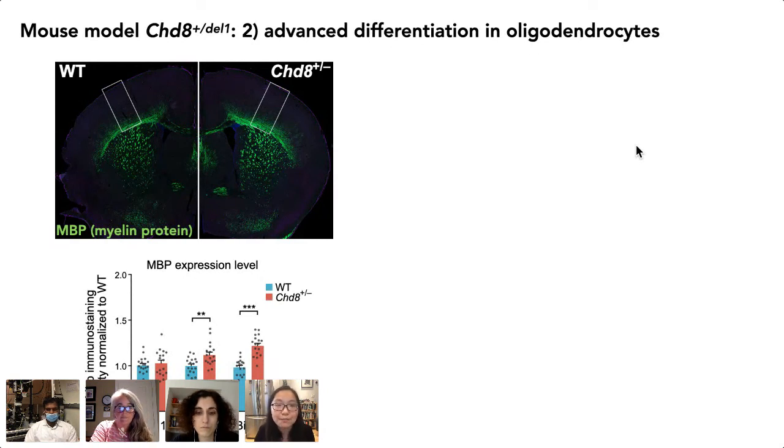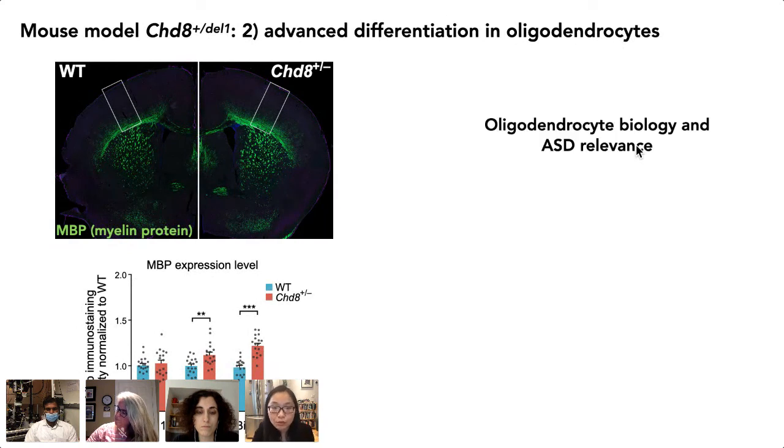Here I'm showing you at postnatal day 11, where we observed upregulation of myelin basic protein, MBP, in the cortex, suggesting that there's advanced differentiation of oligodendrocytes, at least at this time point. Because oligodendrocyte is a relatively rare cell type at such an early time point of development, without the single cell data, we really wouldn't have known to focus on oligodendrocytes in development.